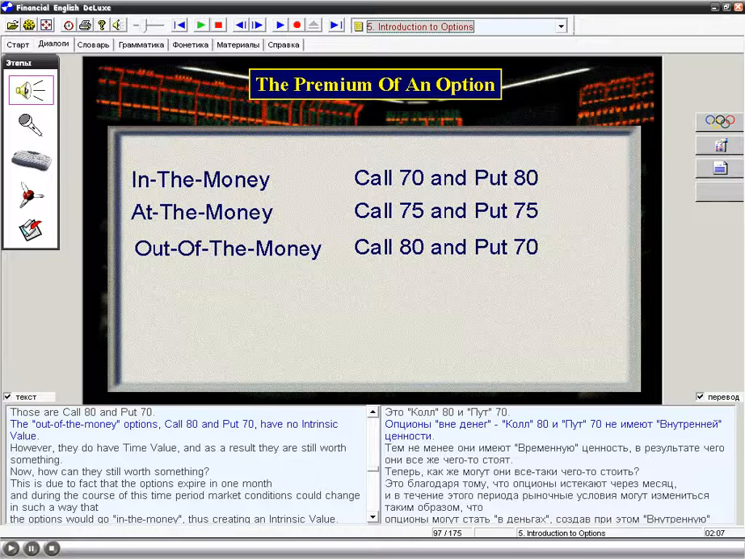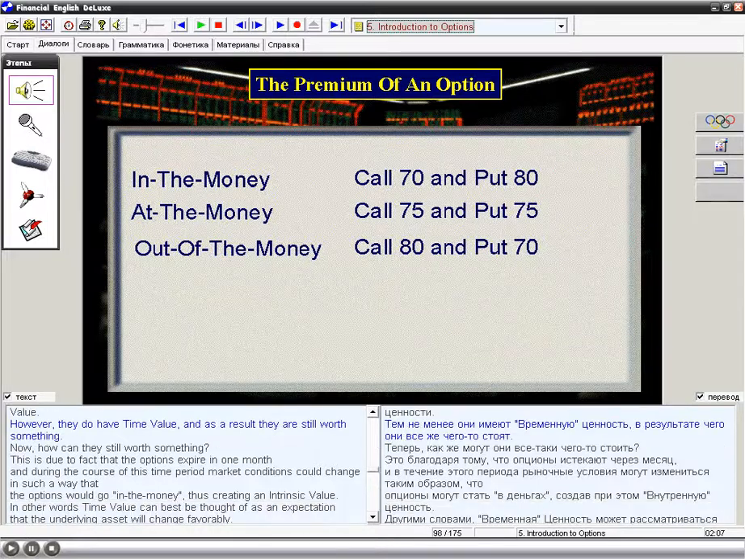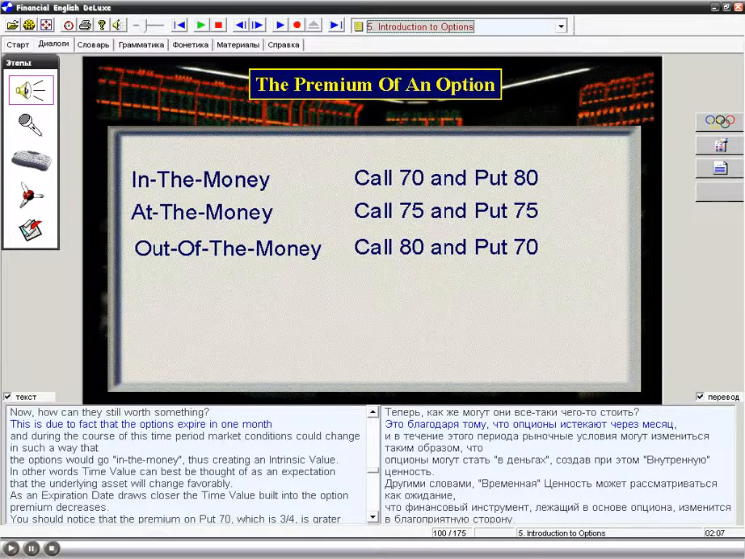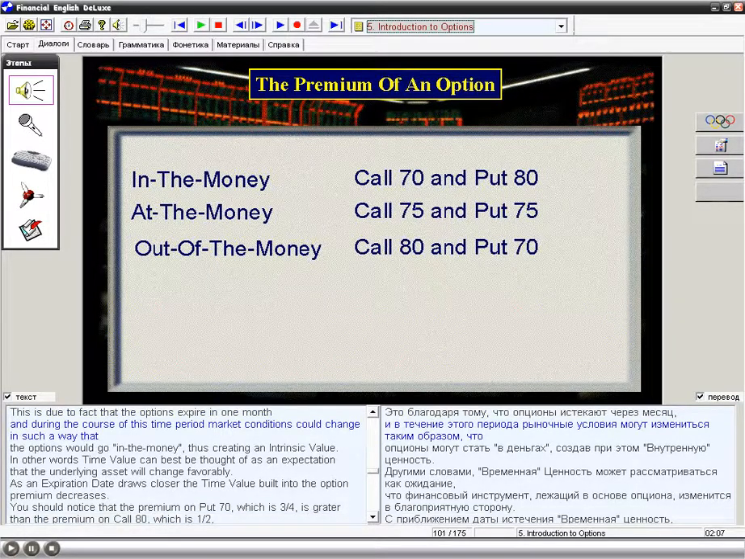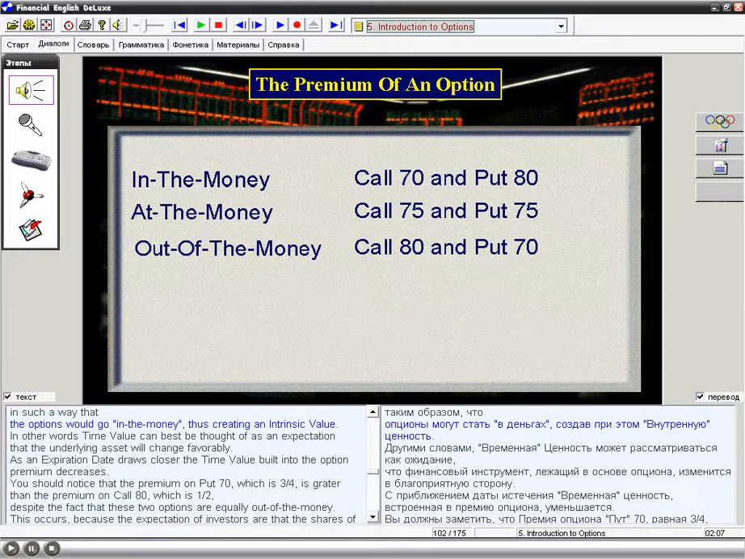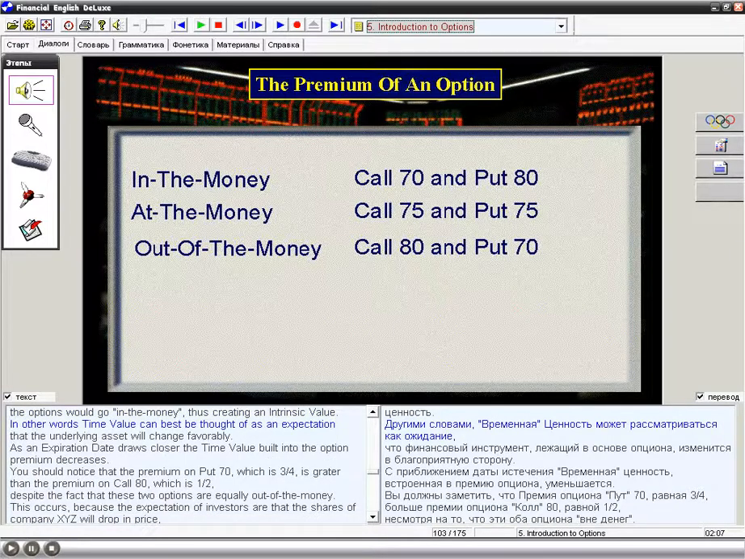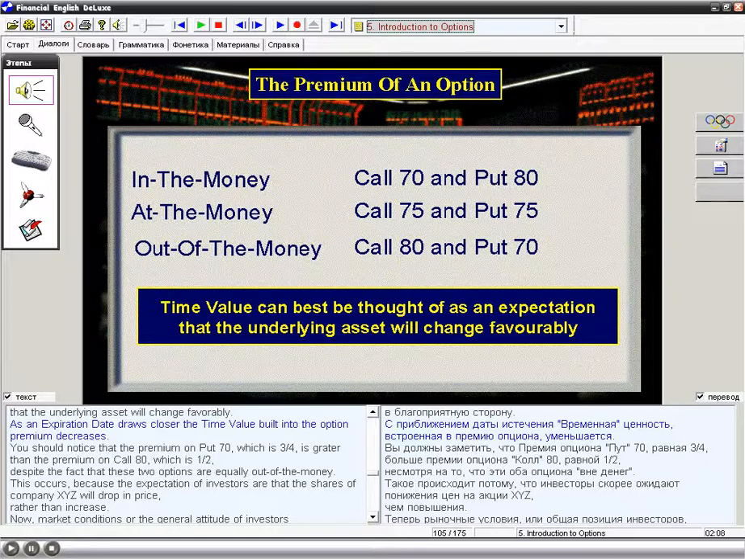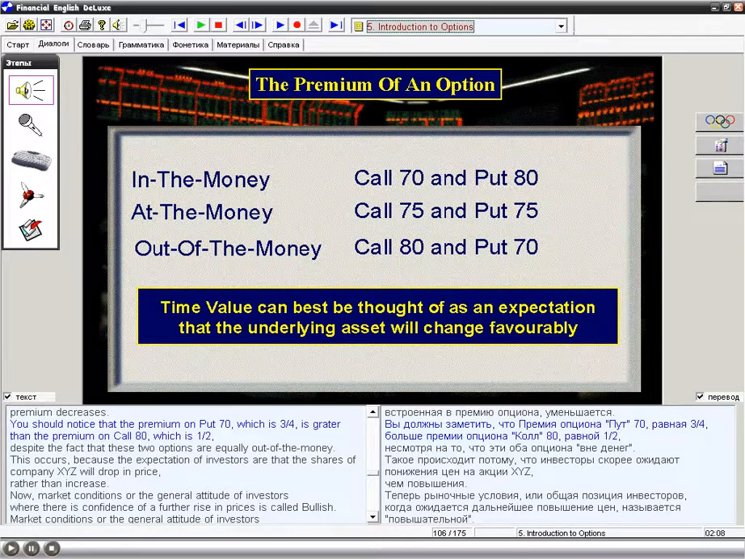The out of the money options, call 80 and put 70, have no intrinsic value. However, they do have time value, and as a result, they're still worth something. Now, how can they still be worth something? This is due to the fact that the options expire in 1 month, and during the course of this time period, market conditions could change in such a way that the options will go in the money, thus creating an intrinsic value. In other words, time value can best be thought of as an expectation that the underlying asset will change favorably. As the expiration date draws closer, the time value built into the option premium decreases.